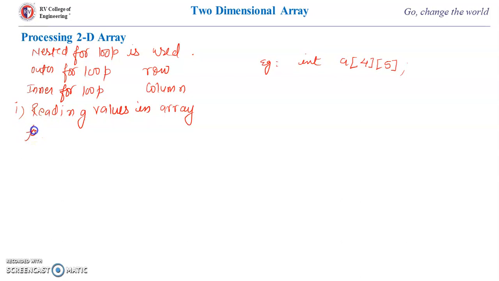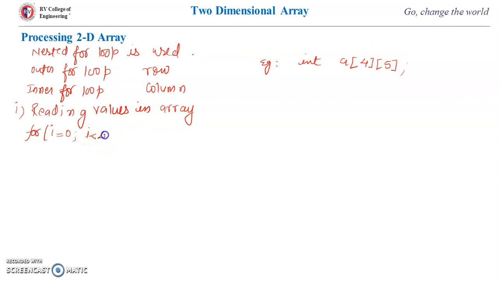In the nested for loop we will be writing the outer for loop first, that is for the row. The loop variable I am taking here, and its value will be initialized once, and then the condition depends on the row size.